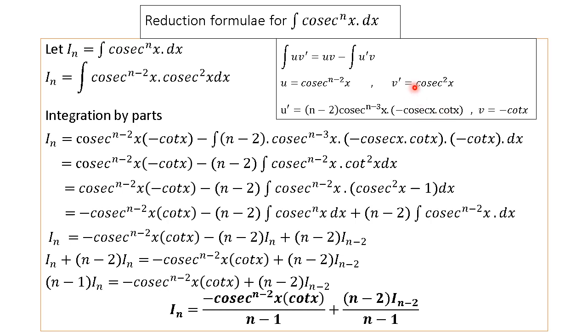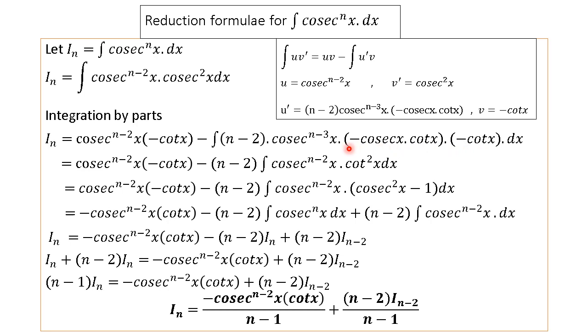And next we have to integrate this one. Integration of v dash is v. Cosecant square x integration is minus cot x. This is u, v dash, u dash and v. Now u is cosecant to the power n minus 2 x and v dash is cosecant square x. This is equal to uv, that is u into v, minus integration of u dash into v. u dash is this one, and v is minus cot x.